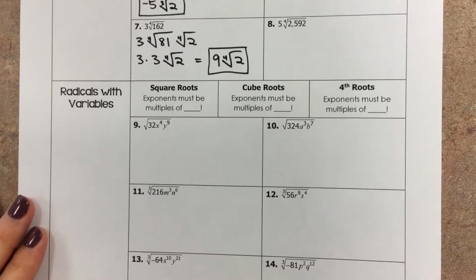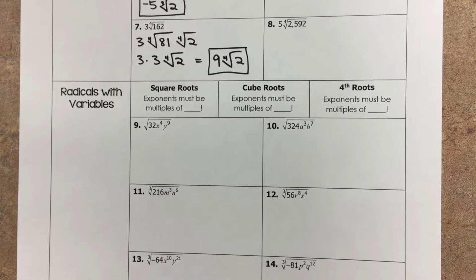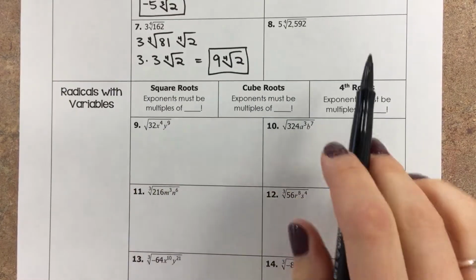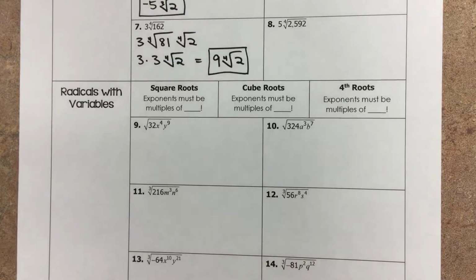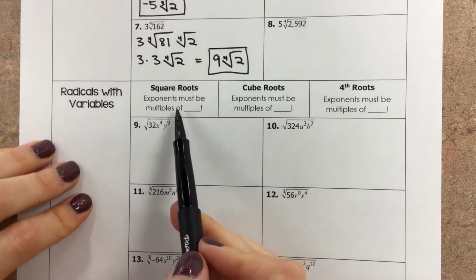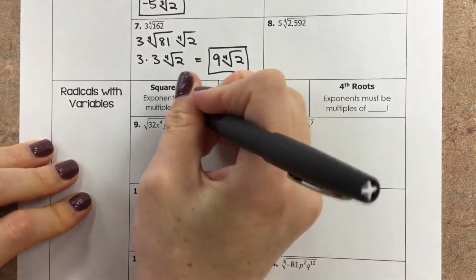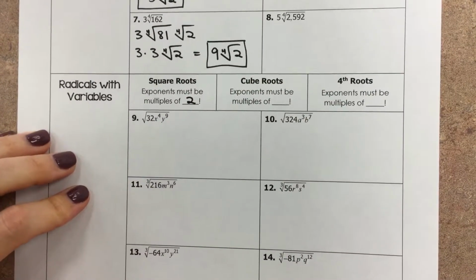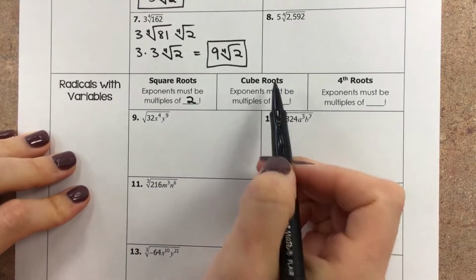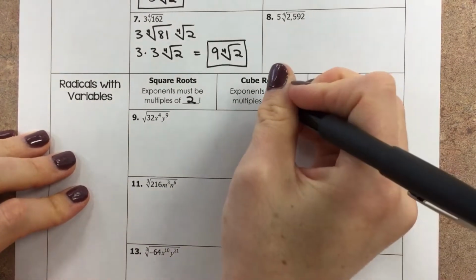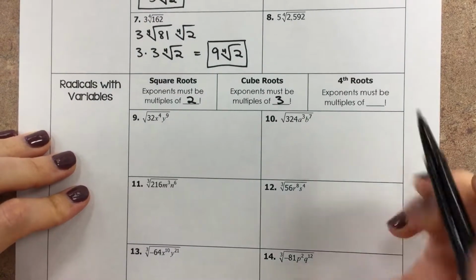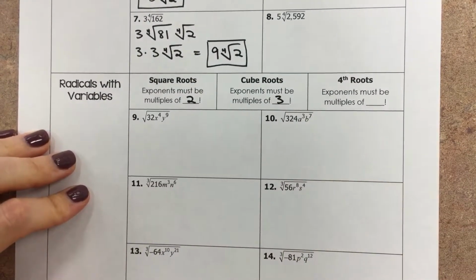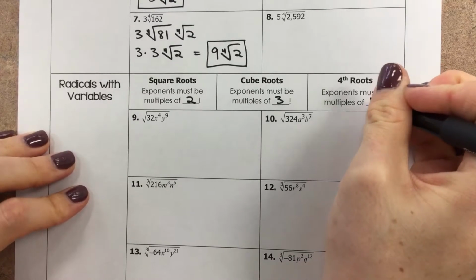All right, now we're going to introduce some variables here. So when you are taking a square or cube or fourth root, something that's very important: in order for something to be a perfect square, the exponent must be a multiple of 2. So if you follow that logic, in order for something to be a perfect cube, its exponent has to be a multiple of 3. And in order for something to be a perfect fourth power, its exponent has to be a multiple of 4.